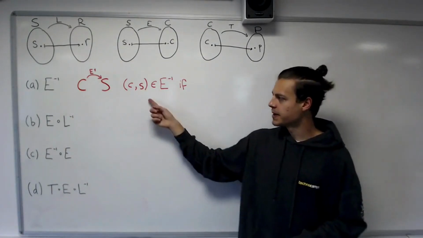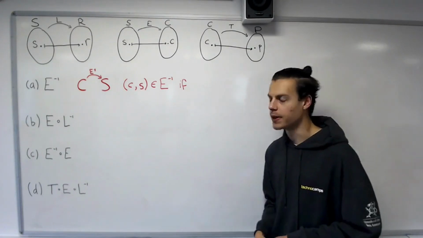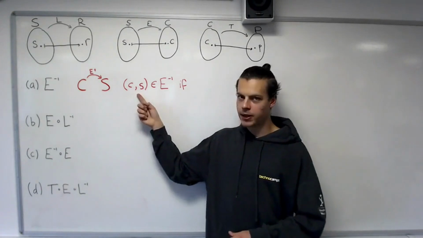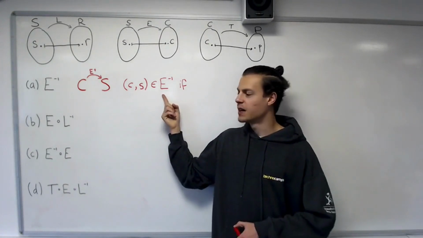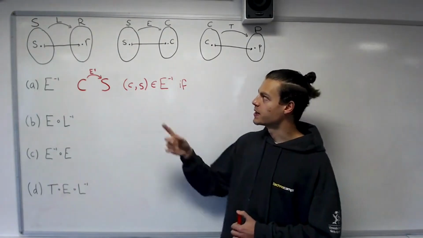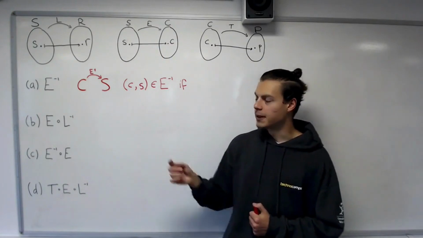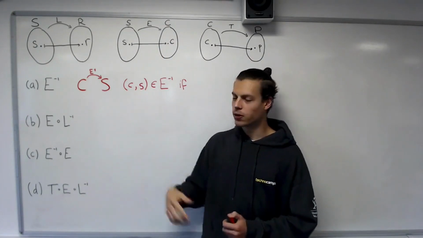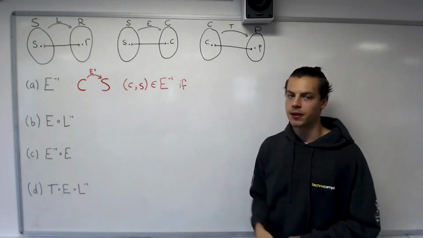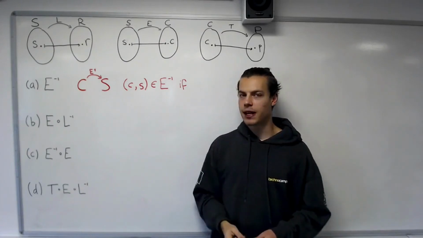Now, when is the pair CS in the relation E inverse? Well, this pair will be in the relation E inverse if the pair SC is in the relation E. And we know that that is the case when student S is enrolled on course C. So this pair will be in the inverse relation if course C is taken by student S.